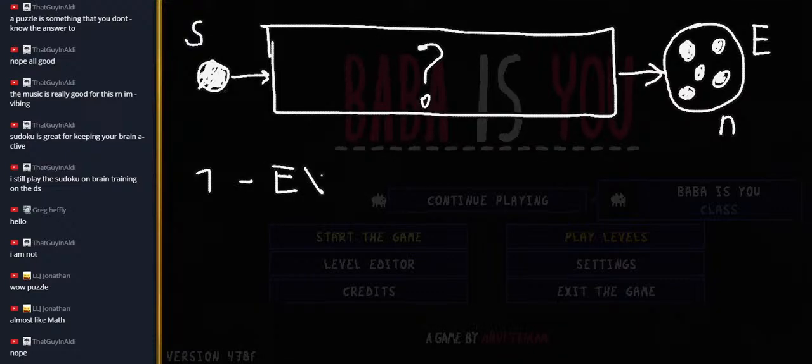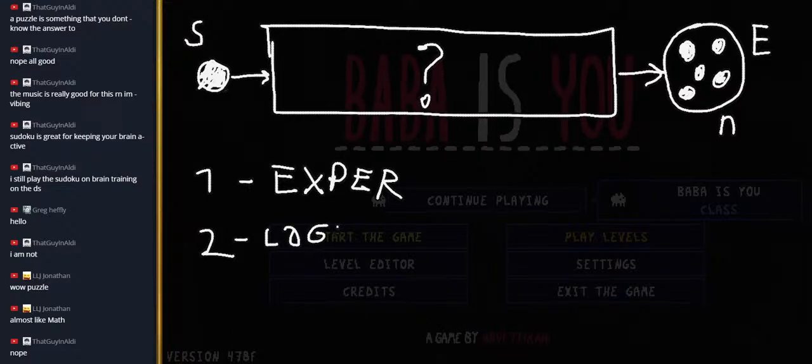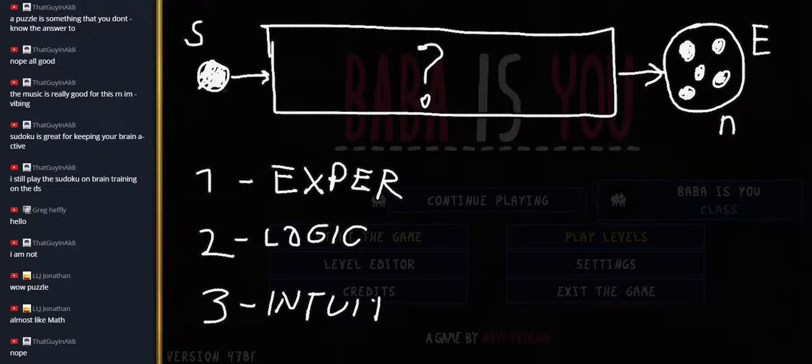First one is experimentation. Second one, logical deductions, and the third is intuition. These are ordered by efficiency from least efficient to most efficient.